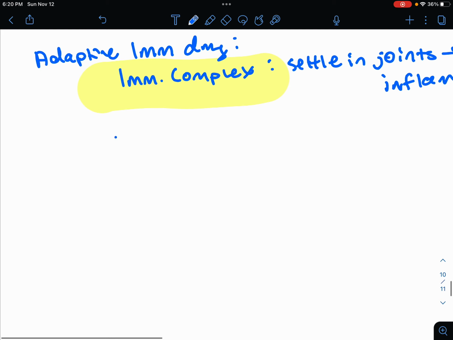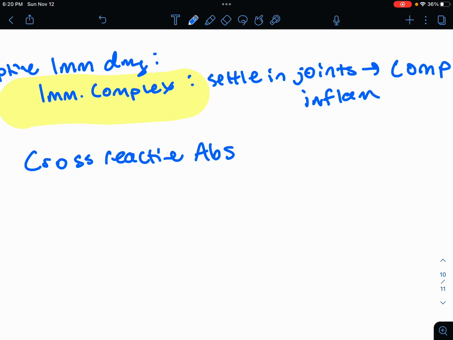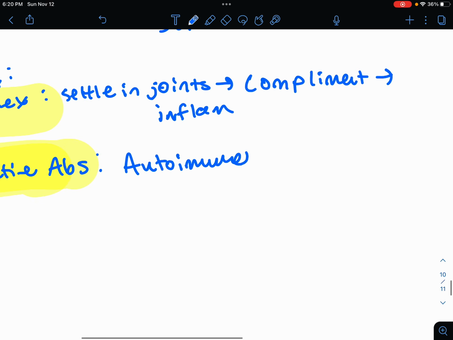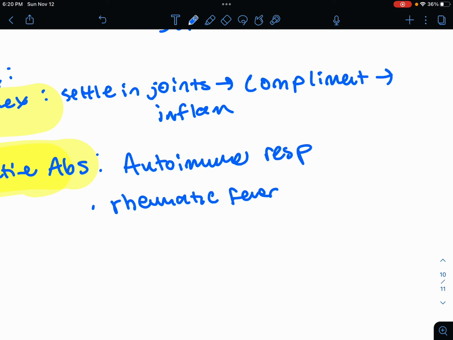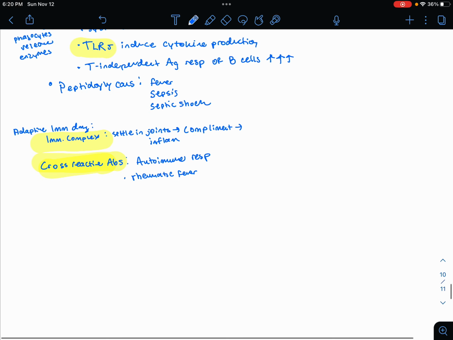We could also have cross-reactions or cross-reactive antibodies. And these are going to go out and bind to the body's own tissues. So this is going to be the autoimmune response, which we've talked about in a previous video. An example would be rheumatic fever from, again, Streptococcus pyogenes.